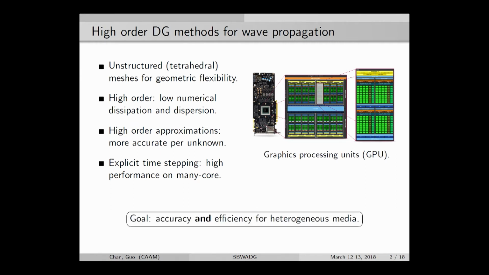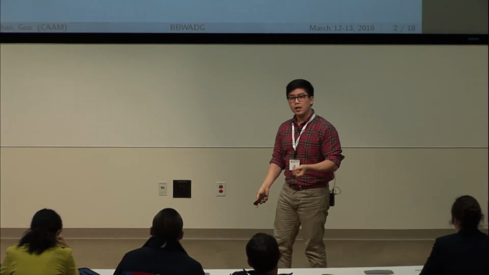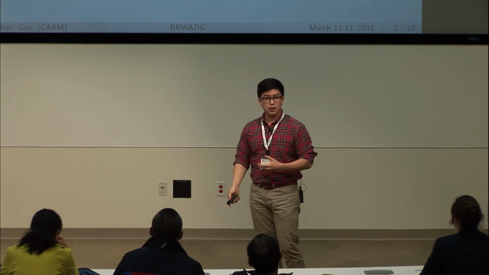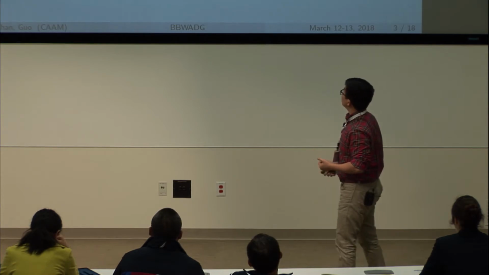OK, so what am I interested in? It looks like everything's been solved, right? I want to have accuracy and I want to have efficiency. And the key word here is in heterogeneous media. So one of the downsides to DG compared to finite difference is that dealing with smoothly varying heterogeneous media can cause some issues. We have some recent developments which I think address some of this.